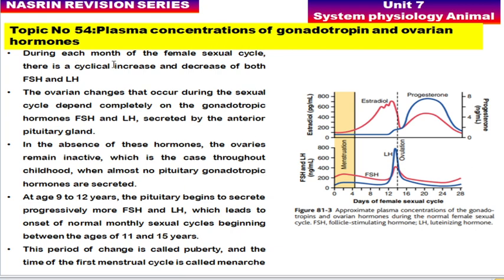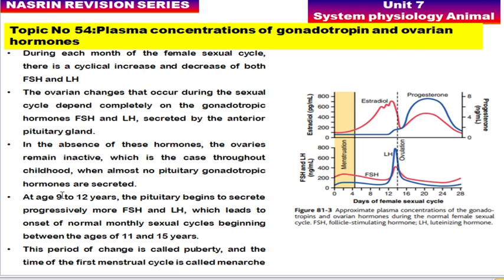Okay, so during each month of the female sexual cycle, there is a cyclic increase and decrease of both LH and FSH, and the ovarian changes that occur during the sexual cycle depend completely on the gonadotropic hormones FSH and LH. In the absence of both hormones, the ovaries remain inactive, which is the case throughout childhood, when almost no pituitary gonadotropin is secreted.